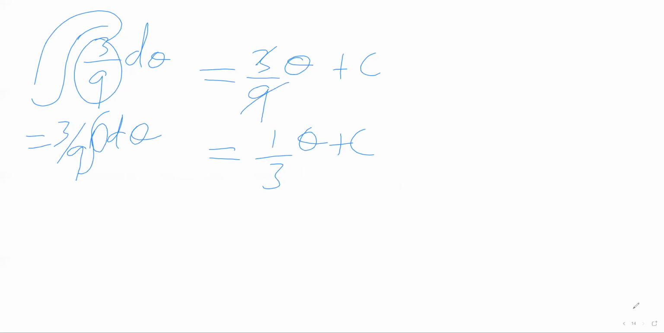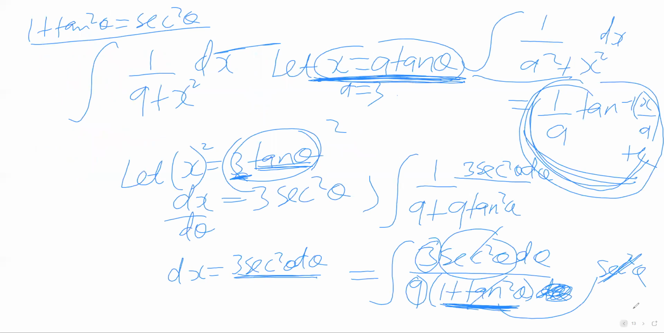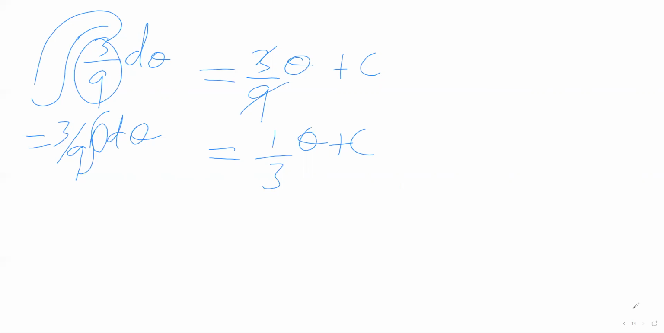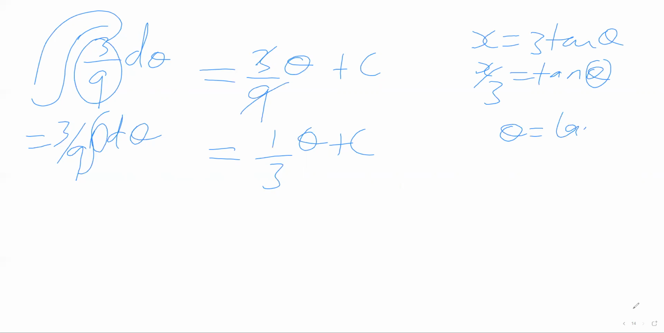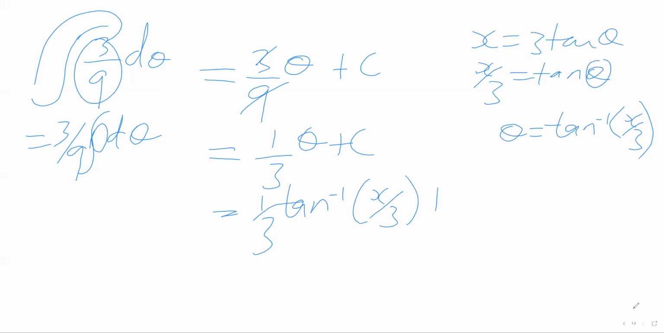How do I write it in terms of x? We're going to use the relationship we established here, that x is equal to 3 tan theta. So this is the same as x over 3 is equal to tan theta, right? So meaning theta is equal to what? Finding theta alone, the tan inverse of x over 3. So this is 1 over 3 tan inverse of x over 3, plus c.